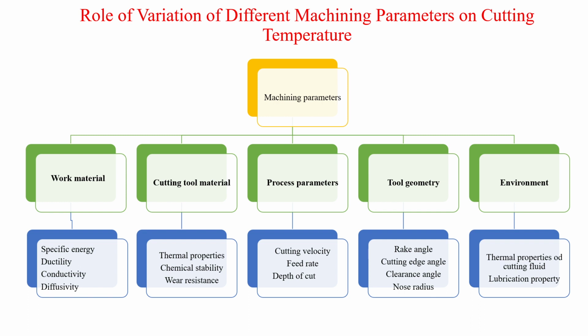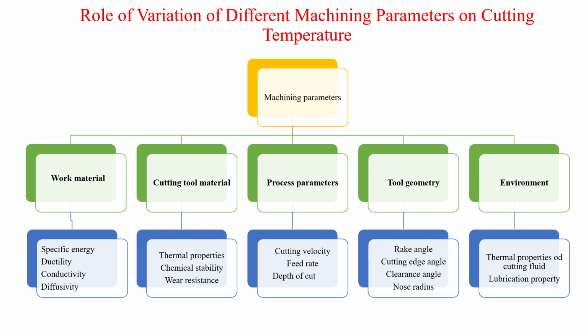So first is the work material. Basically what you are using in the machining: one is a tool, one is the workpiece, and the chip coming out of the machining. So work material plays a very important role in affecting the temperature of the machining process. And what are the various factors in the work material which can affect the cutting temperature? One is the specific energy. What is the specific energy of the work material which is required to deform the workpiece? Second is the ductility. How ductile is the work material?